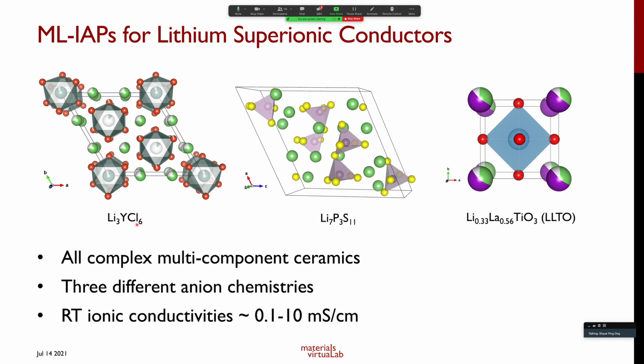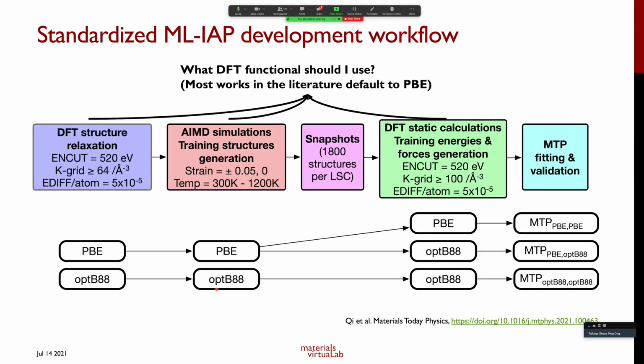We also purposely chose it such that there are 3 different anion chemistries involved, and the room temperature ion conductivities range from 0.1 to about 10 millisiemens per centimeter for all these systems, right? We then developed this workflow to basically construct machine learning interatomic potentials for all 3 lithium superionic conductors. Here we actually use the moment tensor potential formalism, okay?